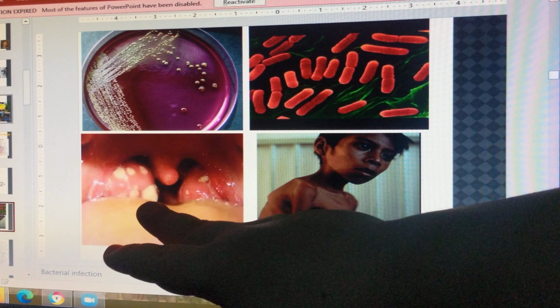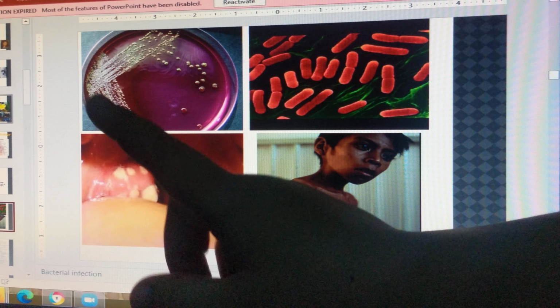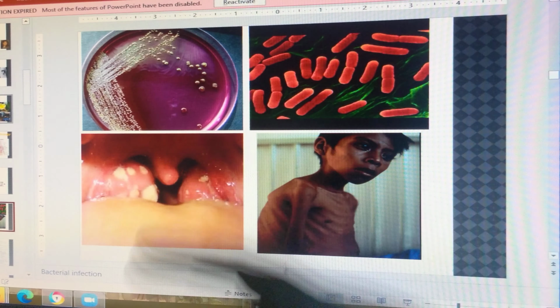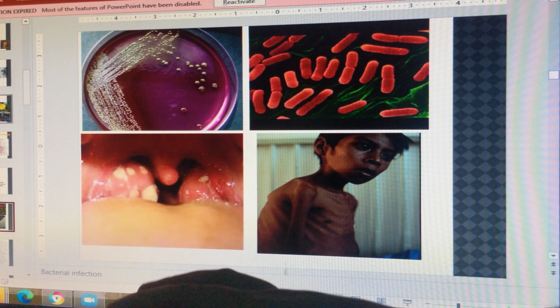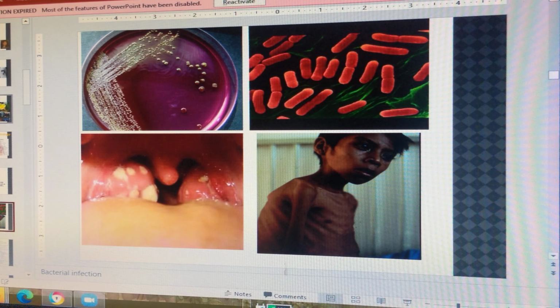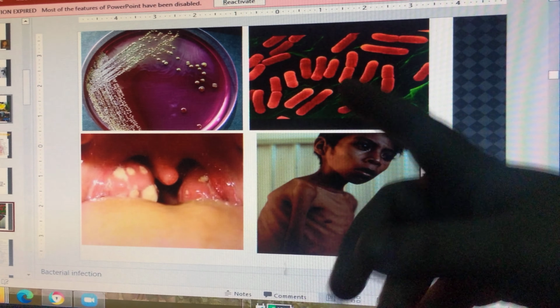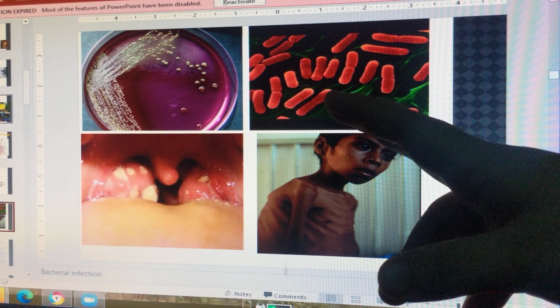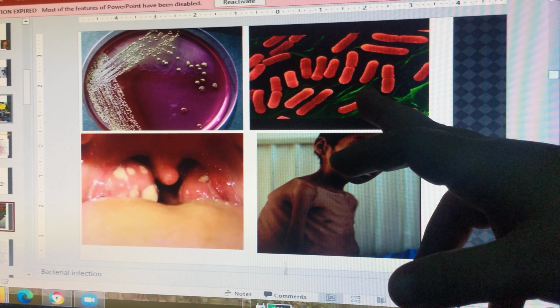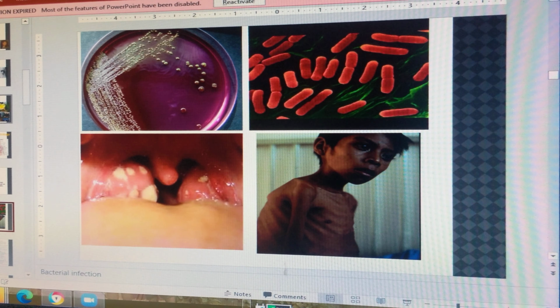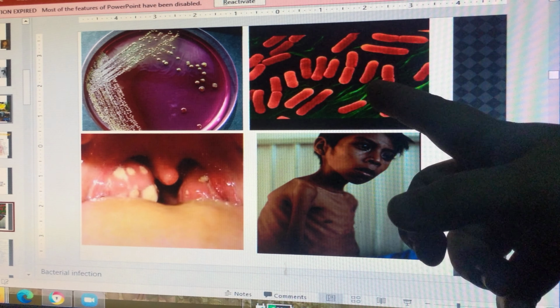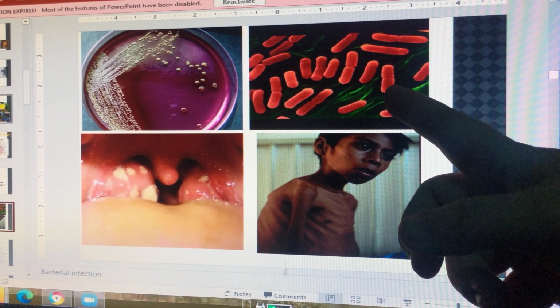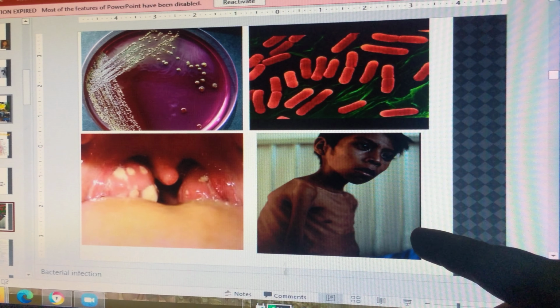So ito, you are already familiar with this. So most of you naka-encounter na ng tonsillitis. It's caused by Staphylococcus aureus. This one is the bacillus. And then this is the Mycobacterium tuberculosis, the one that causes tuberculosis. So, as manifested by, if this is the pathogen, ganito yung itsura ng patient.